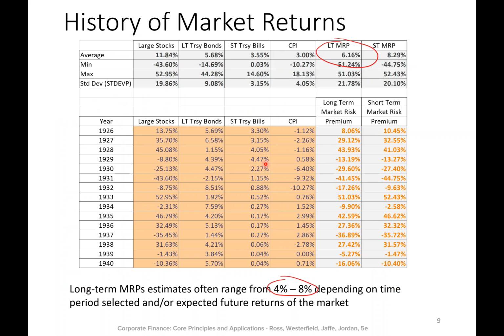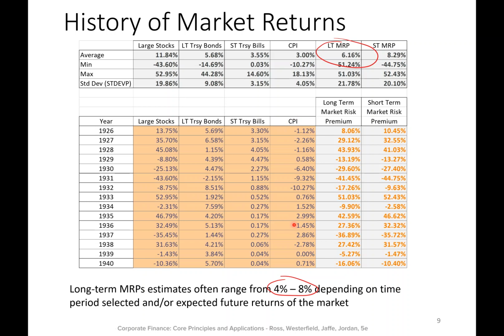I downloaded it from my Core Principles and Applications textbook. This data is also available on the DeModern website. And what I have here are the returns of large stocks from 1926 to more recently, the return on long-term Treasury bonds, the short-term Treasury bills, and just for fun, the Consumer Price Index over the period of time.